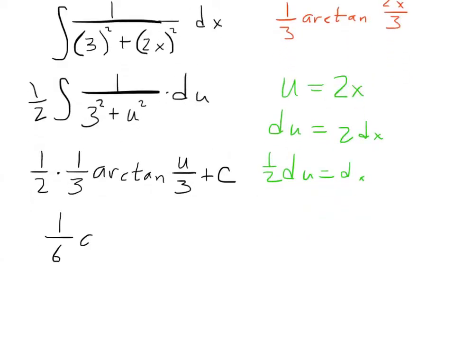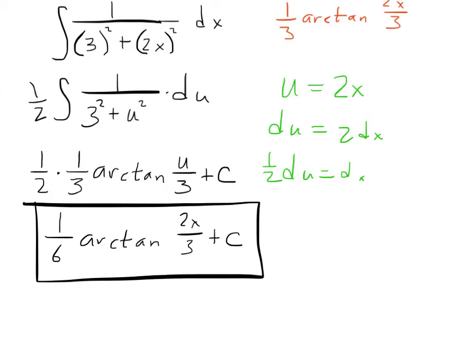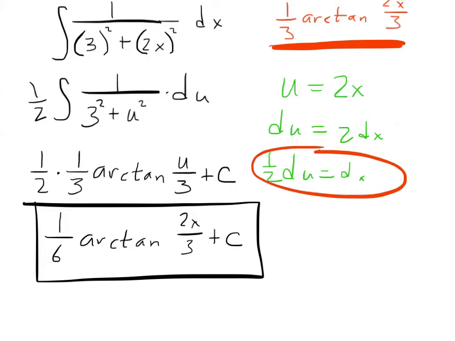So I get 1/6 arctan of 2x over 3 plus c, and that's our answer. Note that that's different from the red wrong answer that I got up here, because we were missing this 1/2 factor that came from the U-substitution. So, like I said, the U-substitutions can be a little weird, but there we go.